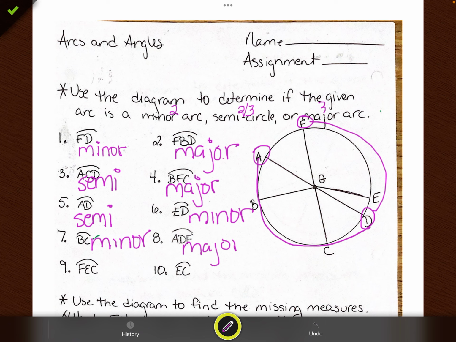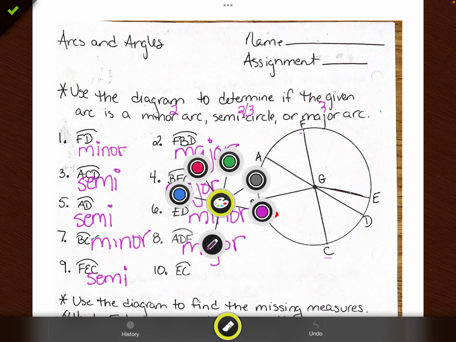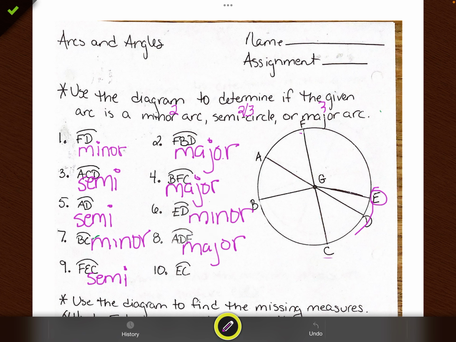FEC. Again, start at F. Shortest distance to E, around to C. So it's a semi or a major. You have to look at your picture. That is a semicircle. And then arc EC. So again, two letters. It's a minor or a semi. Start at E, come around to shortest distance to C. So that is clearly smaller than a semicircle. That's a minor arc.